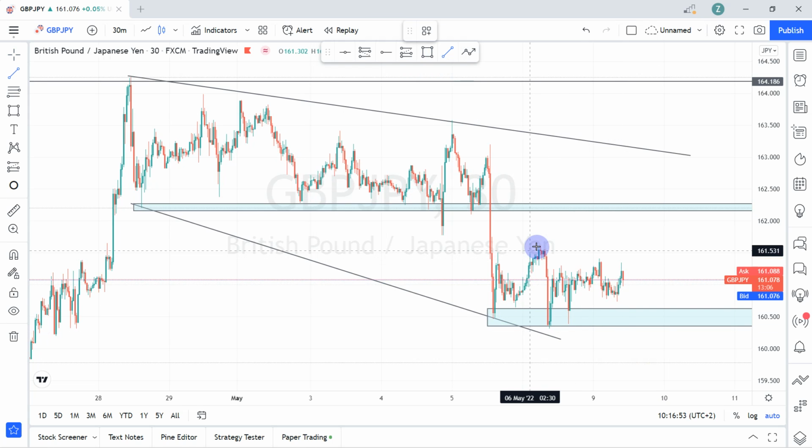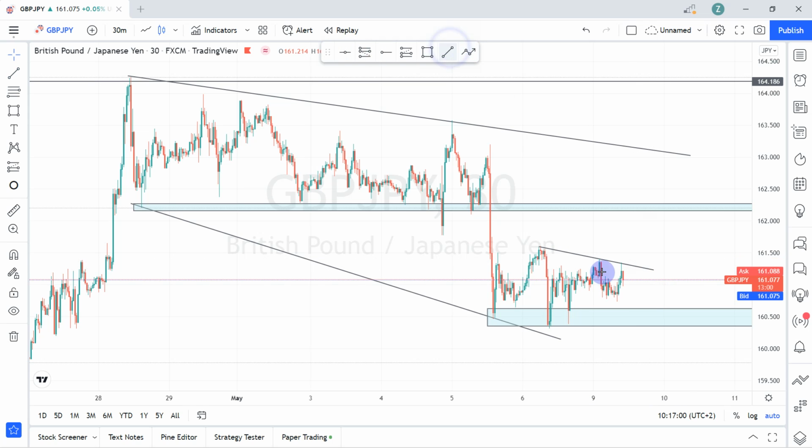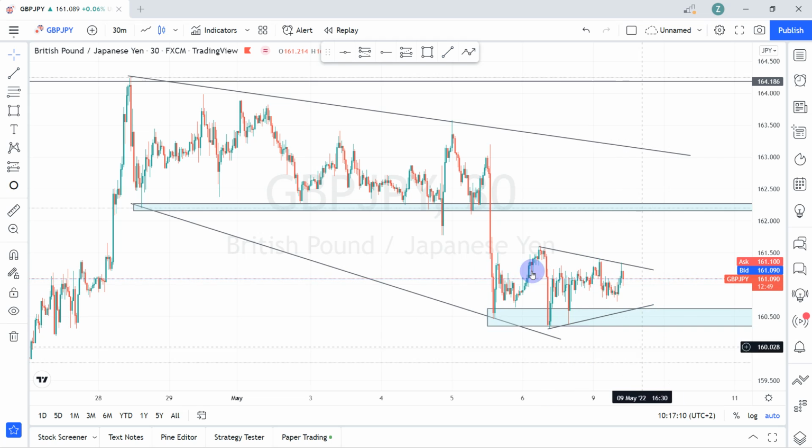If you look closely, you would see that this is a contraction type trend. This is a contraction type trend. So here, what we would look for is any breakout on any side.